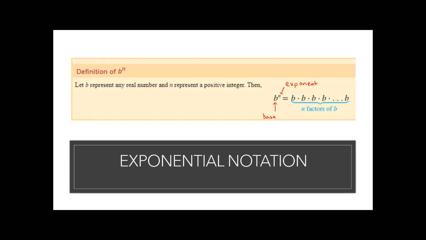Whatever number is in the exponent tells you how many times that thing is multiplied. So if it's 2, then you have b times b. If it's 5, then you have 5 b's multiplied together.